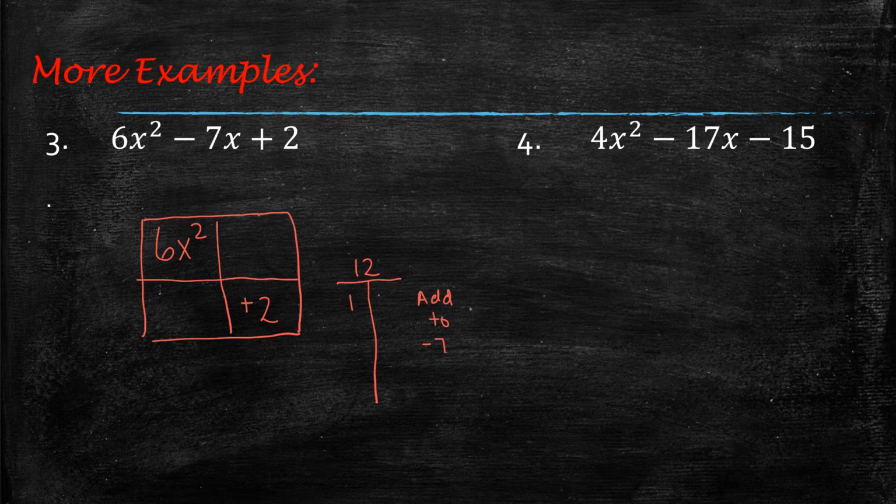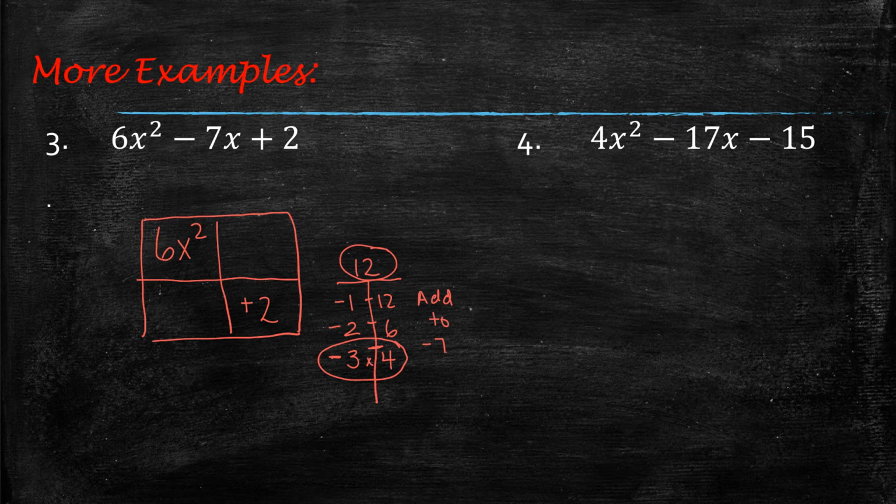So we have 1 times 12, we have 2 times 6, and we have 3 times 4. Now, notice that I need a negative. If I add these up, these are going to give us positive. But to multiply a negative times a negative still gives us that positive 12. So let's go ahead and make all of these negatives. And when we do that, we can see that this is the one that adds up to negative 7.